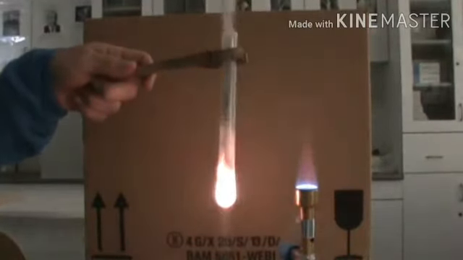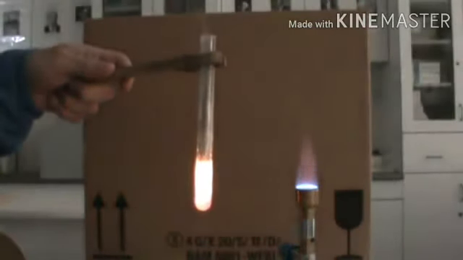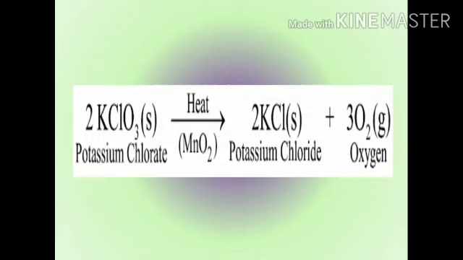Now, the splinter catches fire, and listen to the sound that you are getting. It appears to be the launch of a rocket. Now we write down a balanced chemical equation for the chemical reaction. We are heating 2KClO3, potassium chlorate, in the presence of manganese dioxide that acts as a catalyst to give the products 2KCl, that is potassium chloride, plus 3O2, that is oxygen gas.